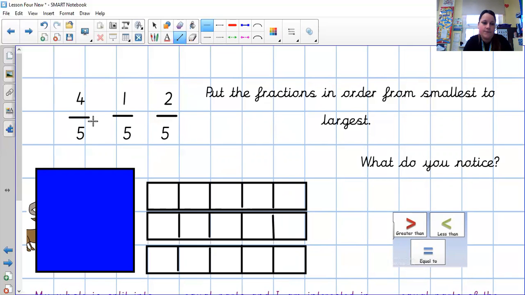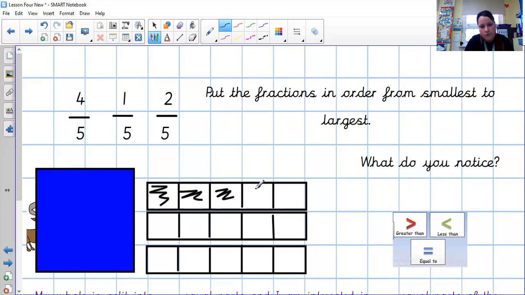Okay, so let's have a look at the first fraction, 4/5. So my whole is split or divided into 5 equal parts, and I am interested in 4 out of those 5 equal parts. So I'm going to very quickly shade in 4 out of 5 equal parts.